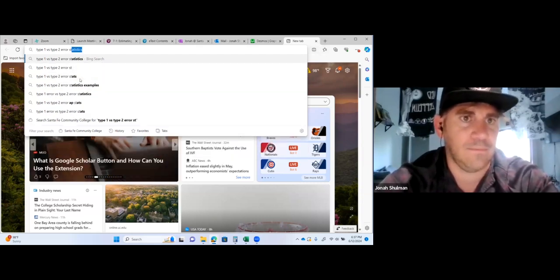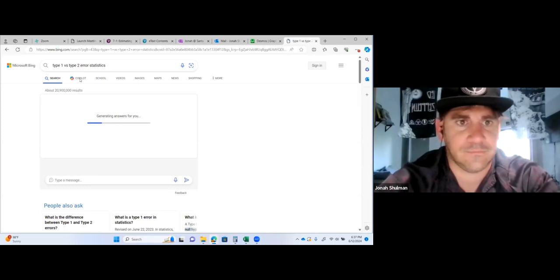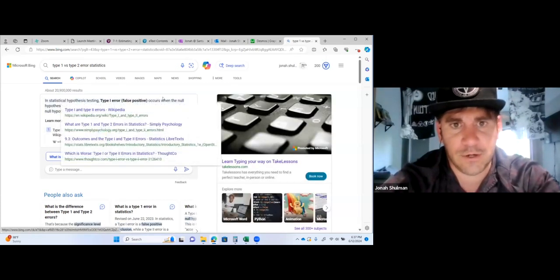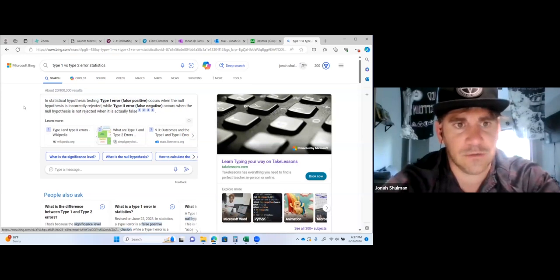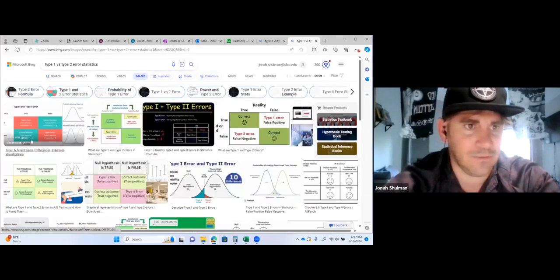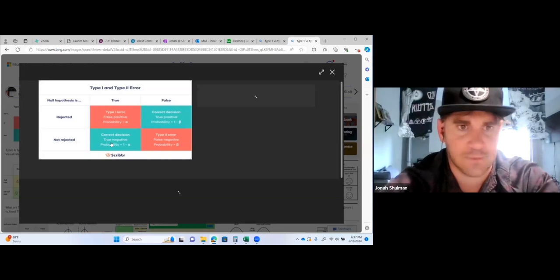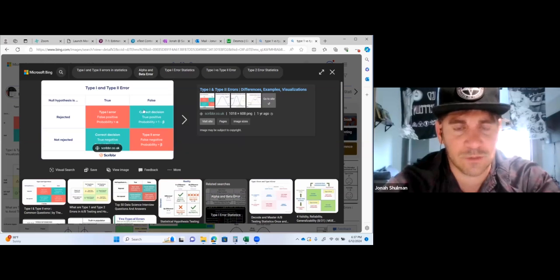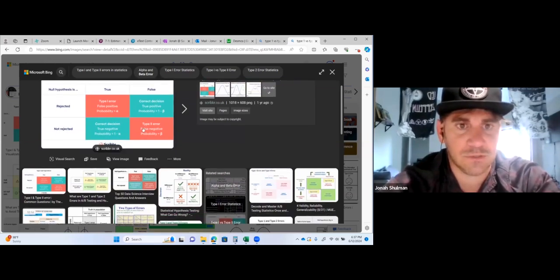Here we go. So a type 1 error occurs when a null hypothesis is incorrectly rejected, while a type 2 error occurs when the null hypothesis is not rejected when it's actually false. What does this mean? So here we go. So the false positive, and then we have the correct decision, but it's true positive. So if we reject it and it's false, we're good. If we don't reject it and it's true, we're good. But this is where the errors come in.